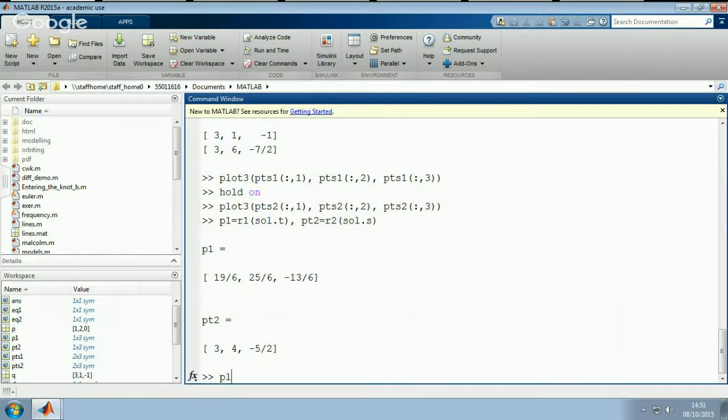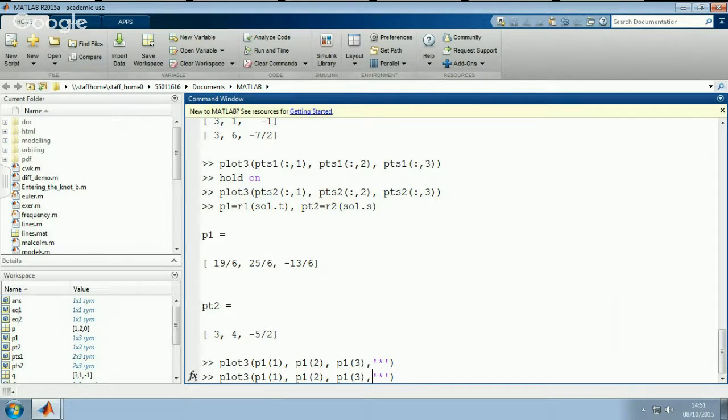So I'll add those to the plot as well. Let's go plot 3. I can do P1. Oh, I did P1 and PT2. Okay. P11, P12, P13. And I'll stick a marker. So when you put that asterisk in quotes, it's going to denote the point rather than just a single pixel. It'll stick a marker there. So I'm going to do the same thing for the second point, so I call that PT2.